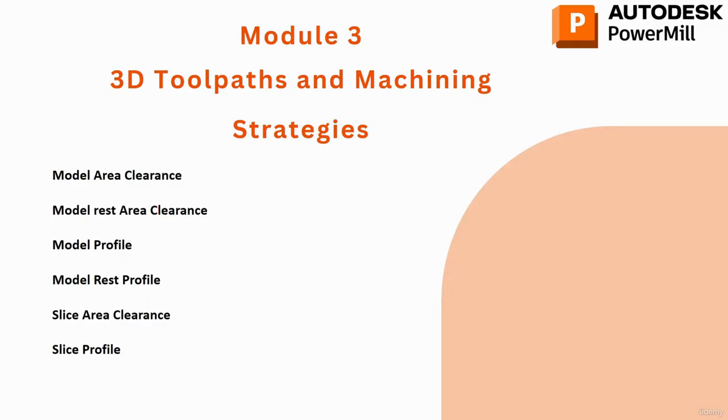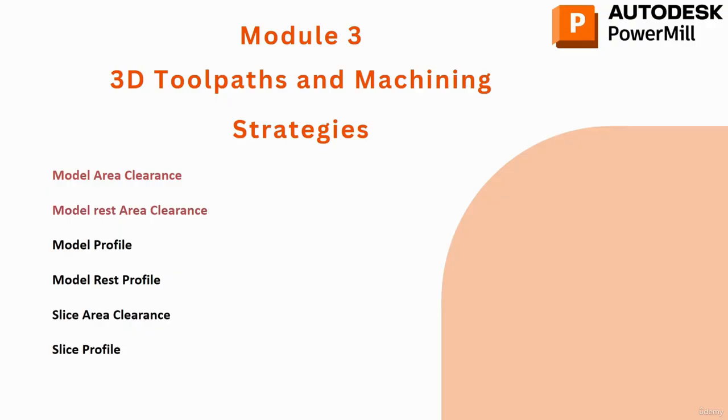So we have already started module number 3, which is all about the 3D toolpaths and machining strategies. And in this module, we have covered the model area clearance. So I hope you know about the model area clearance and its parameter settings, how we can get the parameter settings and set up the block for the model. If you know the model area clearance settings, then you are able to do the model rest area clearance.